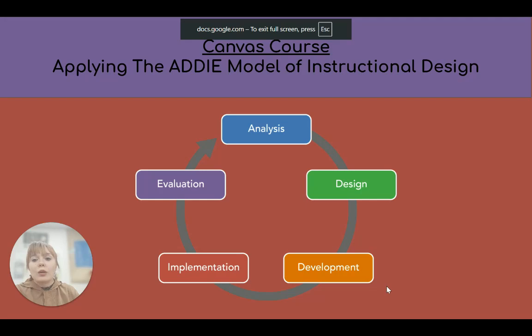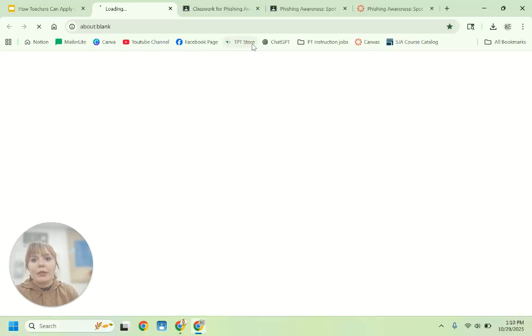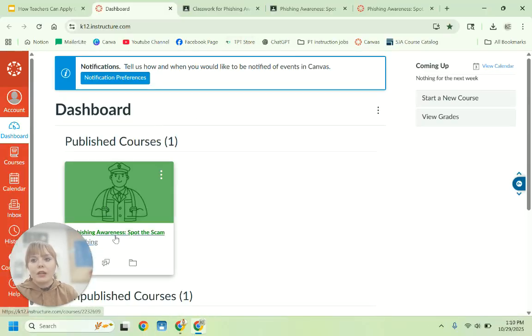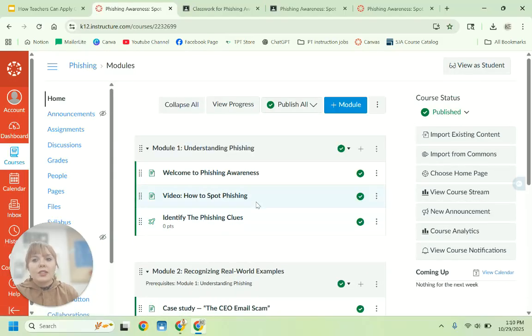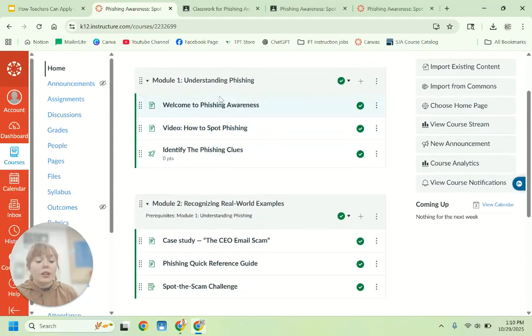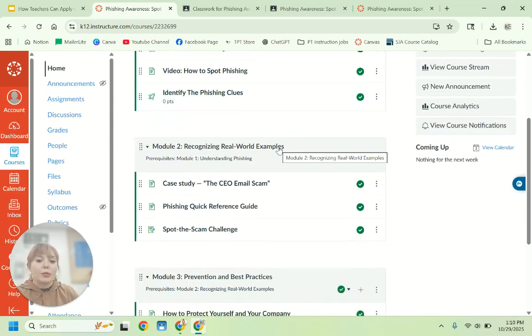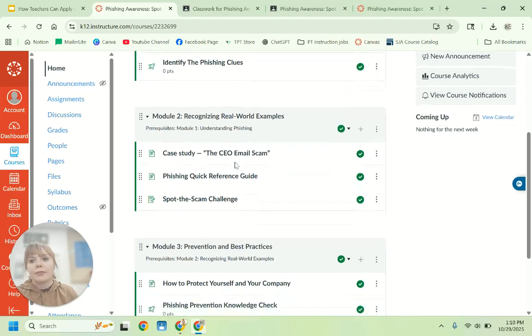Next, I rebuilt the same course in Canvas, but this time through a corporate lens. Canvas has features that mimic what you'd find in a corporate LMS: automated progression, modular prerequisites before moving on, and more robust analytics. They started off with that same base understanding of phishing, but before they could move on to real-world examples, there was a prerequisite of them finishing that other one first.